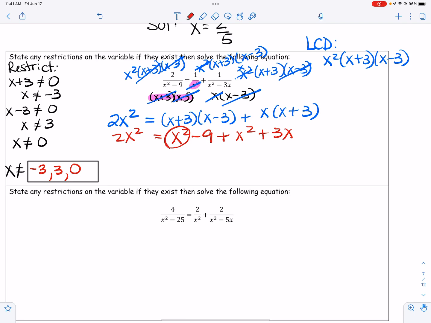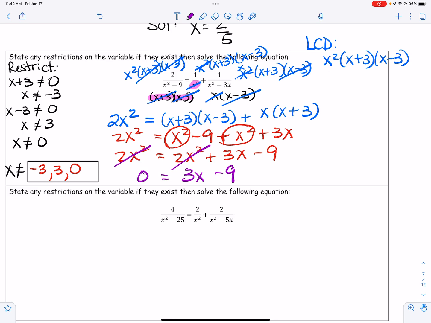Collect my like terms. So now I have 2x squared plus 3x minus 9 is equal to 2x squared. And what happens when I've got 2x squared on one side and 2x squared on another side, they cancel each other out. And so now I'm going to move the 9 over. So I get 9 is equal to 3x. Divide by 3. And so my solution is x equals 3.